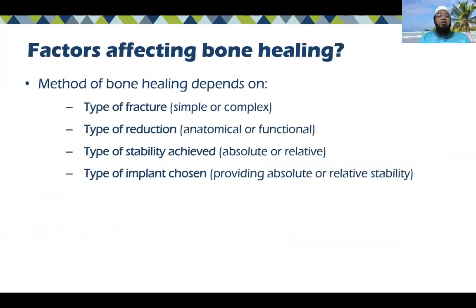There are many factors that affect bone healing. Out of those, number one, the type of fracture, whether the fracture is simple or complex. Number two, the type of reduction, whether the fracture is reduced anatomically or functionally. Number three, the type of stability achieved, whether it is treated with absolute or relative stability. And finally, the type of implant chosen, as the implant may provide absolute or relative stability.